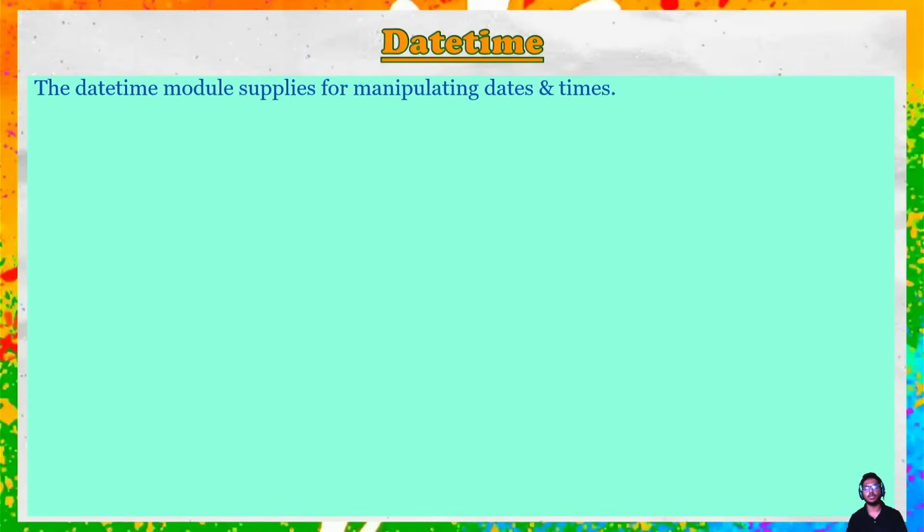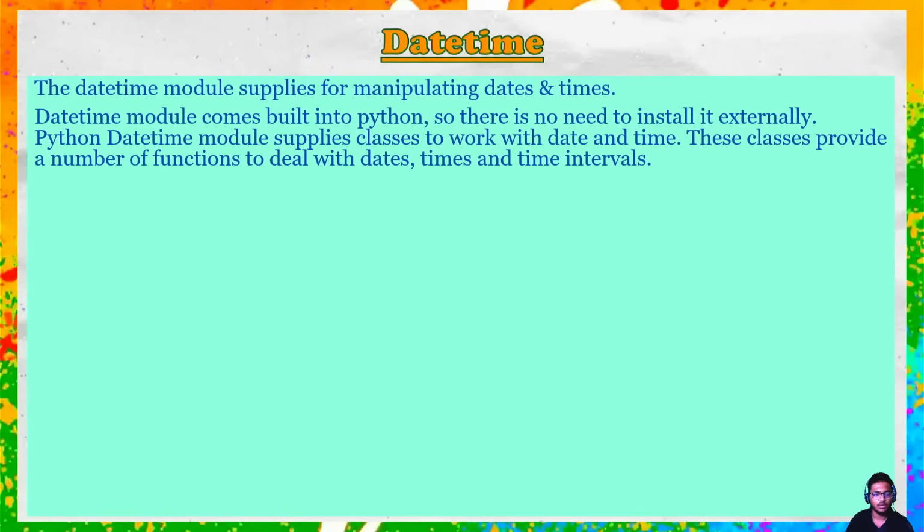Now the next module we have used is the datetime module. The datetime module supplies classes for manipulating dates and times. The datetime module comes built into Python, so there is no need to install it externally. The Python datetime module supplies classes to work with date and time. These classes provide a number of functions to deal with dates, times, and time intervals.